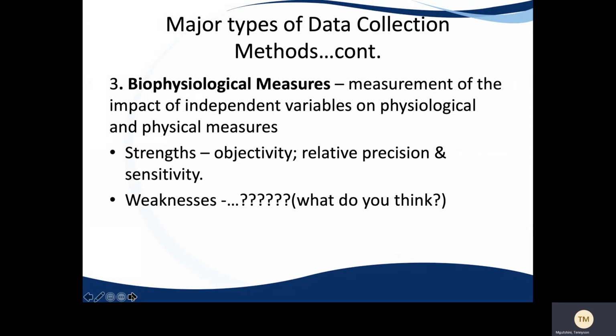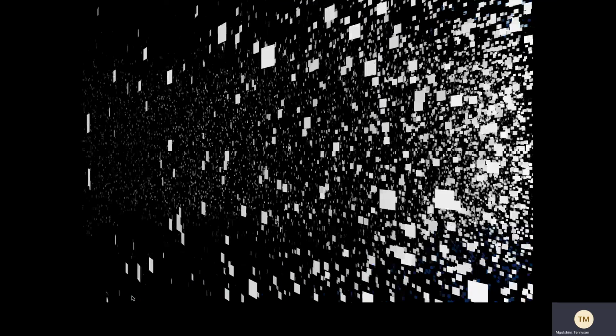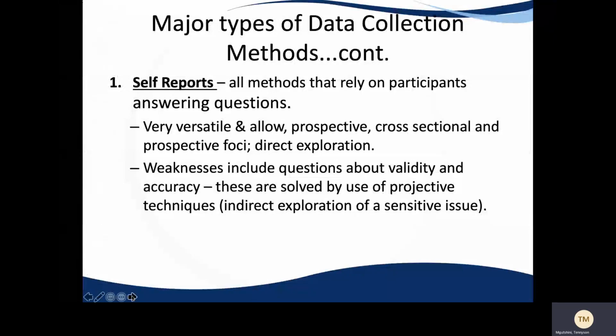The next set of methods that exist is biophysiological measures. And these are really to do with the measurement of biophysical variables. Being able to measure someone's height, measure someone's reporting of pain, and so forth. So really the major types that we've spoken about are the biophysiological measures. We spoke a bit about observation, which was shown earlier, and then we also spoke about self-report.